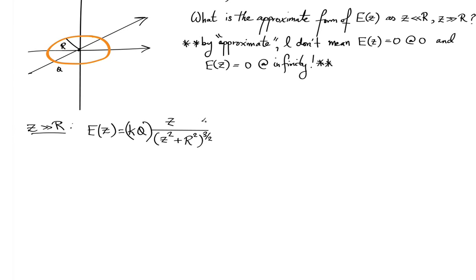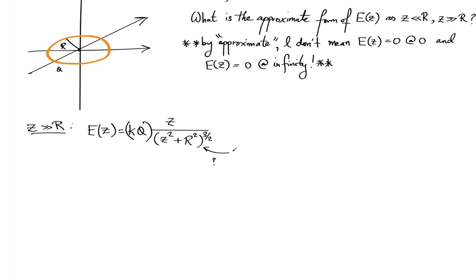All right. So, we have basically this numerator here. So that's just z. That's pretty clear. If z here is much, much bigger than r, we can ask, well, how will this thing behave, right?